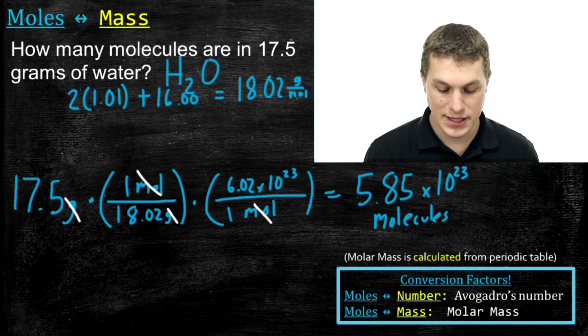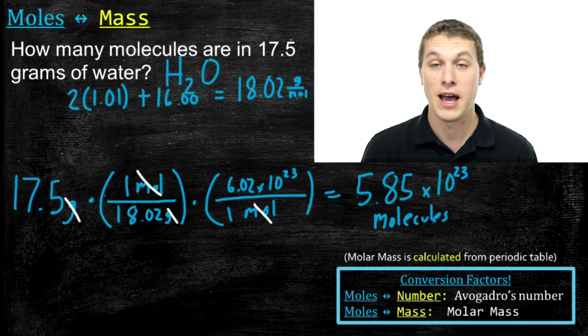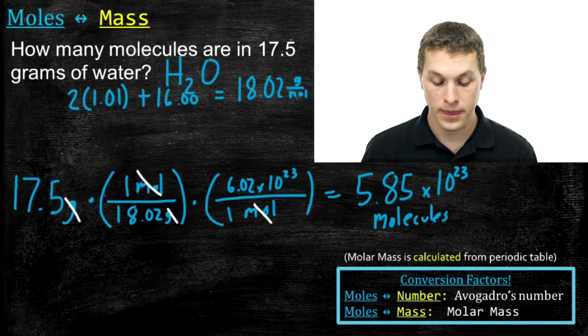There we have it. So that's how many molecules are in 17.5 grams of water. And that's how we can do that. We combine molar mass with Avogadro's number, and we can go between mass and molecules. We could also go the other direction by applying the conversion factors flipped.